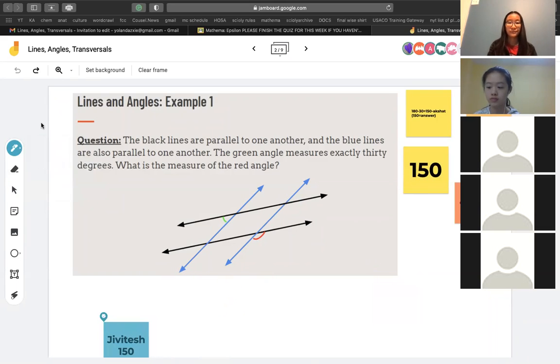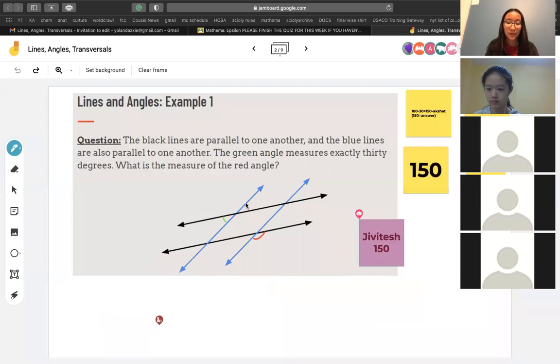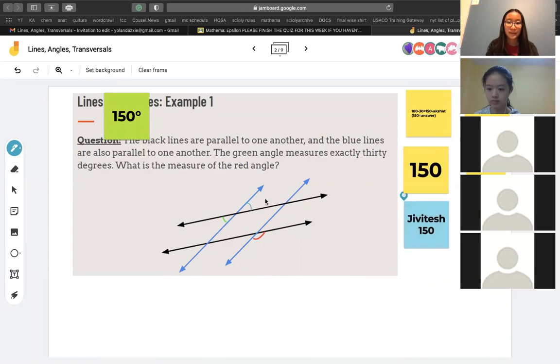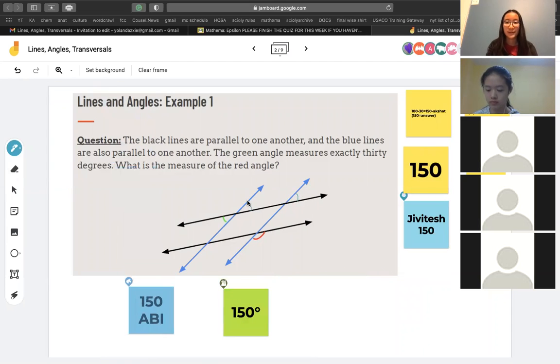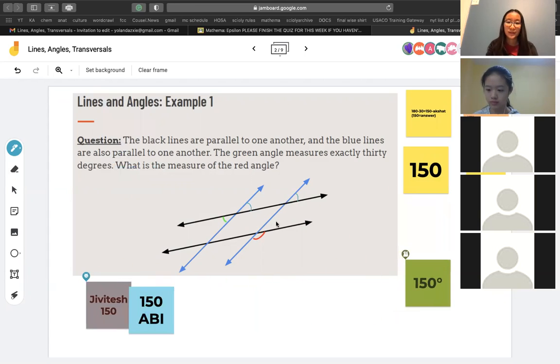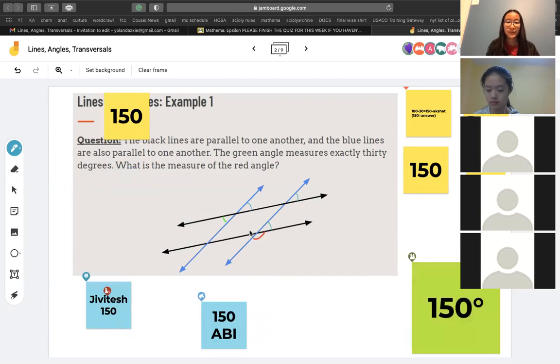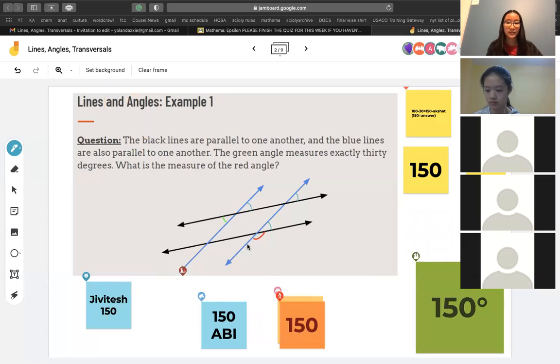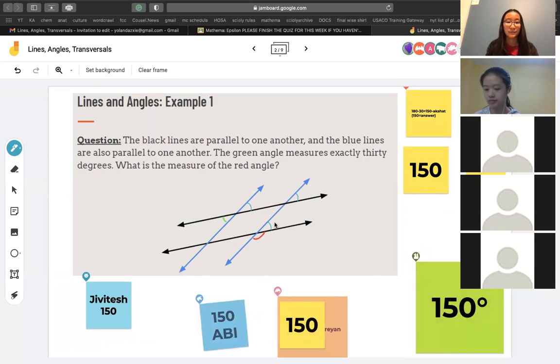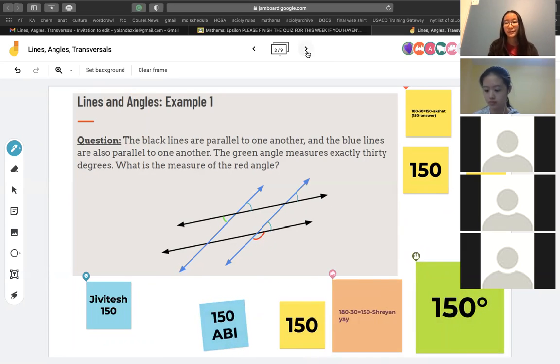All right, good job everyone who got 150. So there are obviously lots of approaches you can take, but one is you can see that this angle and this angle are equal because they are vertical angles. And then that previous angle and this one are equal because they are corresponding angles. And then these are also corresponding angles. And then you know that the last one I just drew and the red one we're trying to find are supplementary. So 180 minus 30 equals 150.